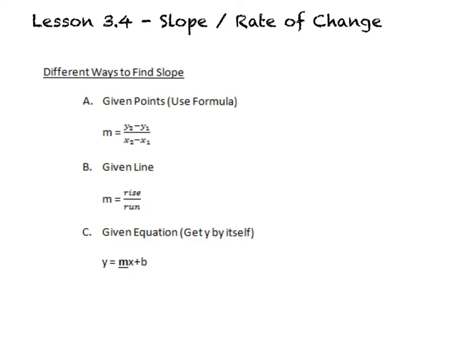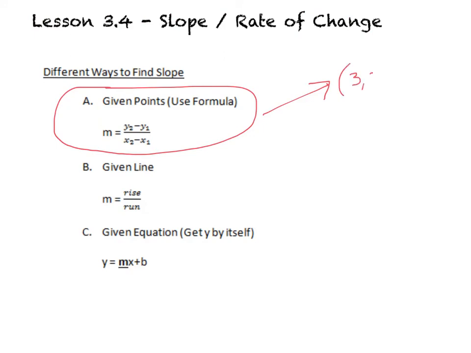There are 3 different ways to find slope. If you're given a point, you should use your formula. So for instance, I'll do kind of an example. This is going to be really quick. If the problem says something like this, 3, 2, -1, 4, and then it says find the slope, this is what you're going to use.